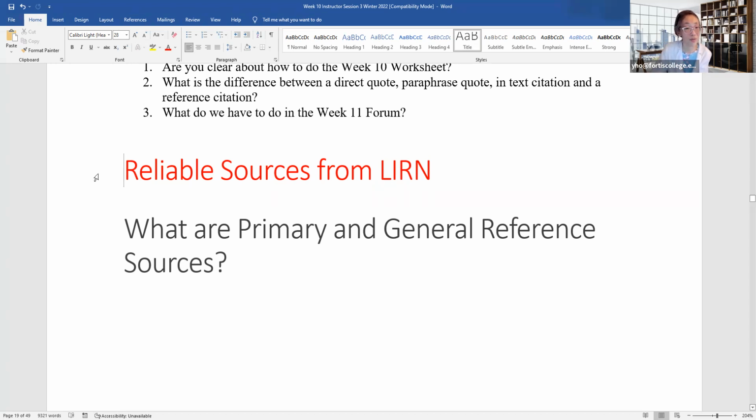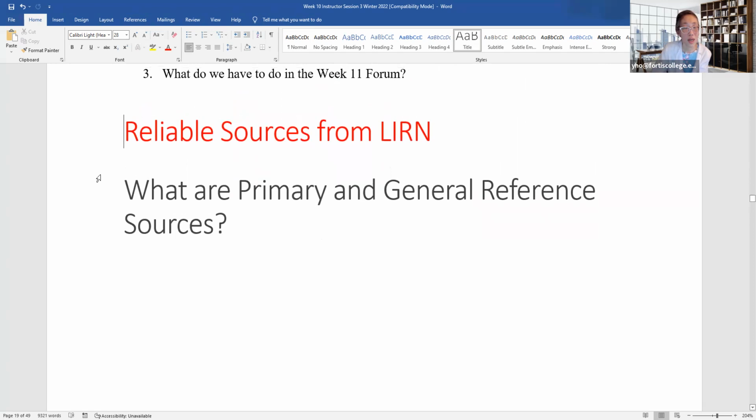Anyway, so getting back to reliable sources. So what in reliable sources? You have peer-reviewed sources, primary sources, general sources.